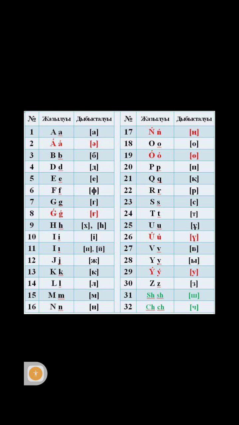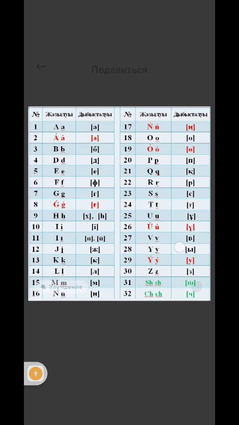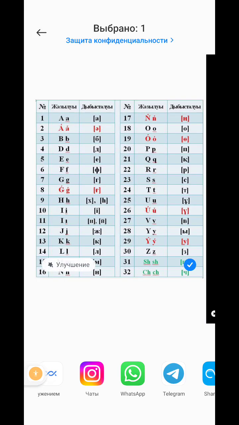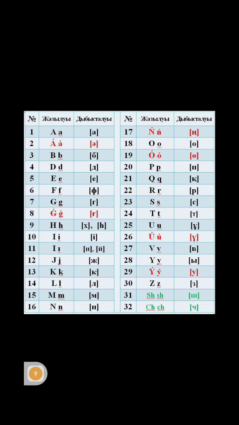We have got two types of E, short E and the long E. The first one is short E without any sign. So with the sign, it is long E.